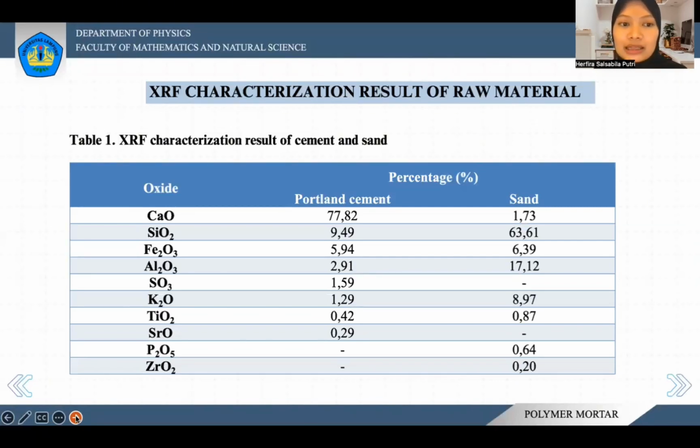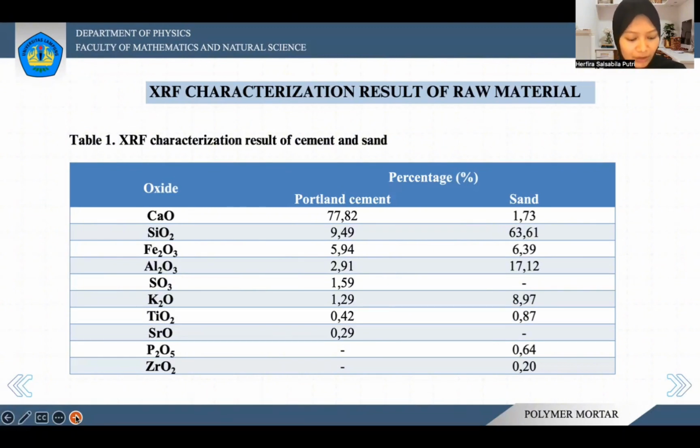This is the table of XRF characterization results of sand and cement. Based on table 1, the dominant oxide compound in cement is calcium oxide, or CaO, at 77.82%. For cement that can be used for general construction based on SNI 15-7064-2004, the CaO compound that can be used as a building mixture is more than 45%.